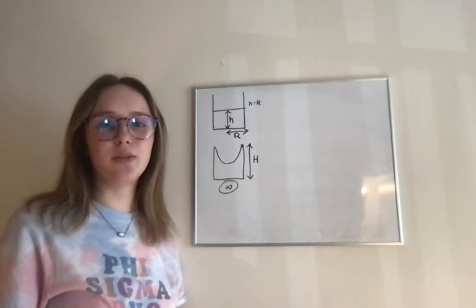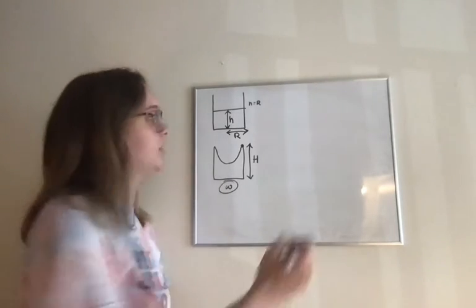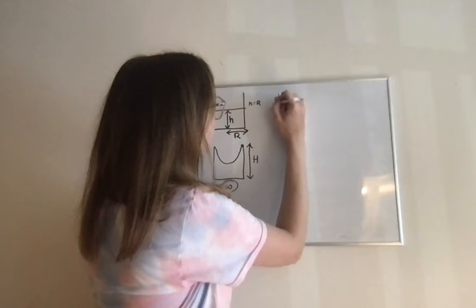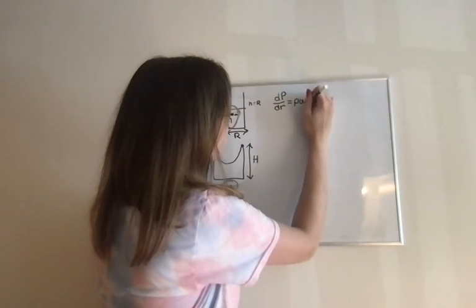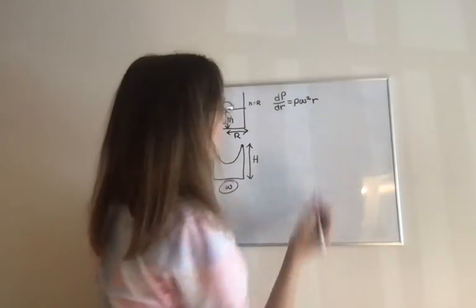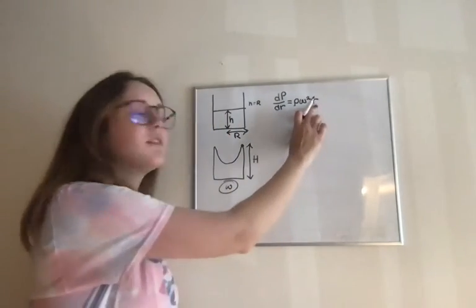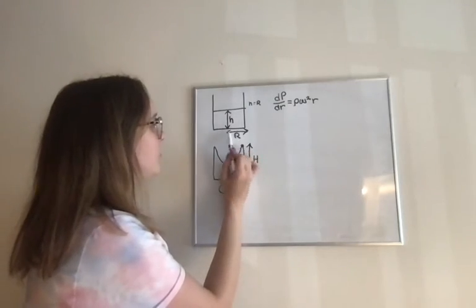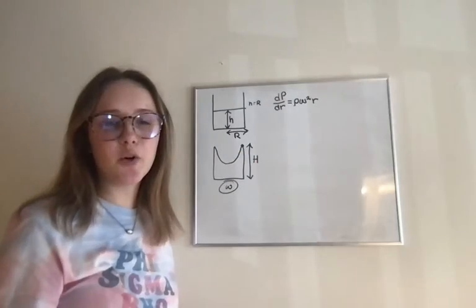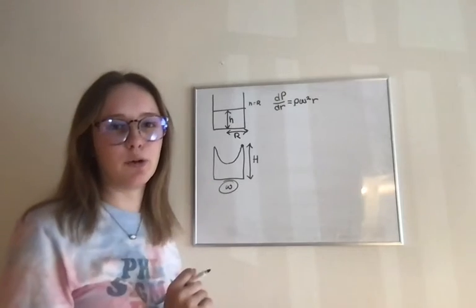And how we're going to do this is we're going to start out with an equation: dP over dr is equal to the density times the angular velocity squared times r. This little r is a radial point, somewhere along this radius. It doesn't really matter where, but that's what the little r represents.